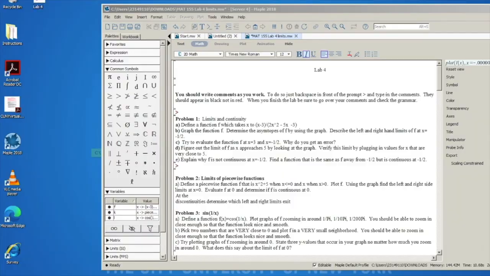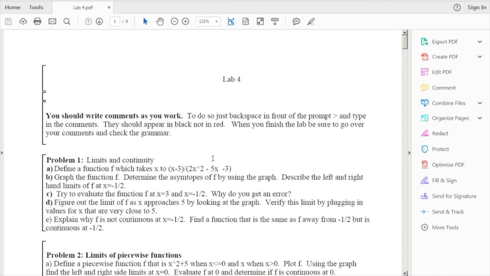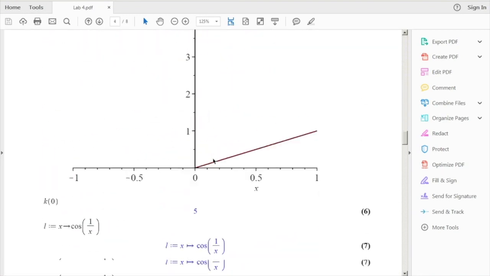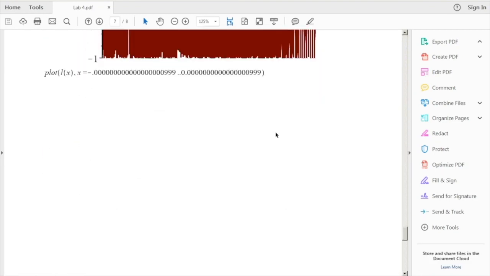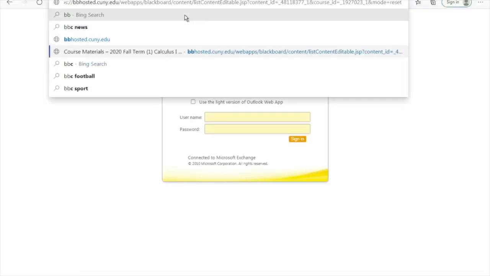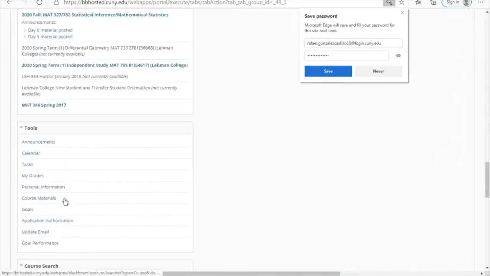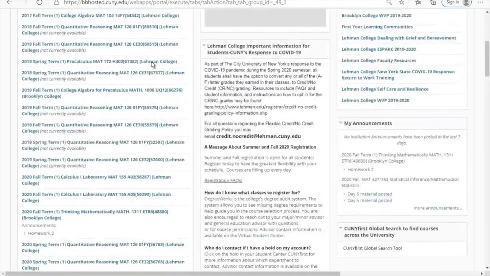And then the next step is for you to go onto Blackboard. So make sure you go to Blackboard. And make sure that you open your lab. If you open your lab, you will see it as a PDF so that you can make sure that you're not sending me anything blank. Then go onto Blackboard and put in your credentials here. And finally, go into the class.